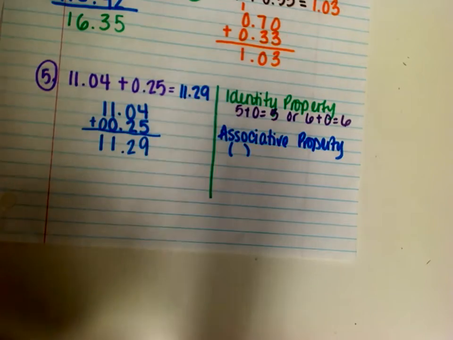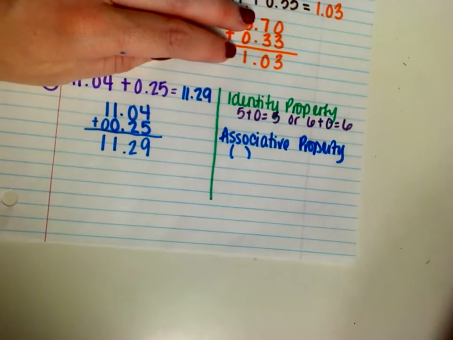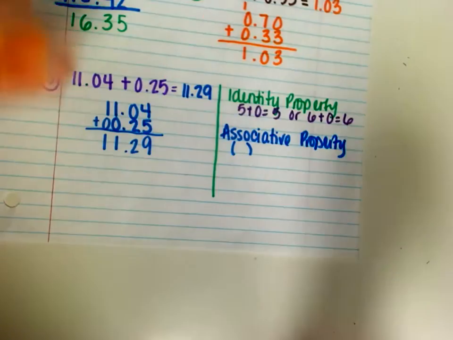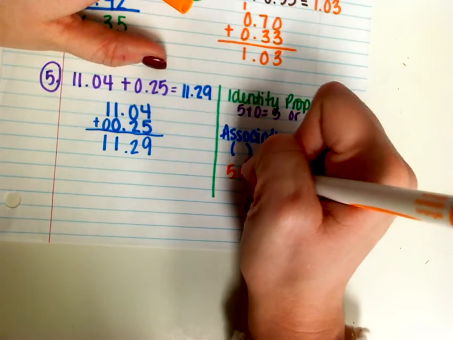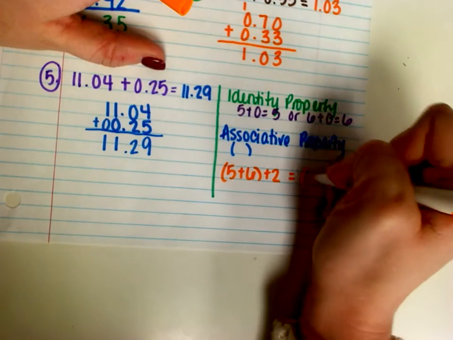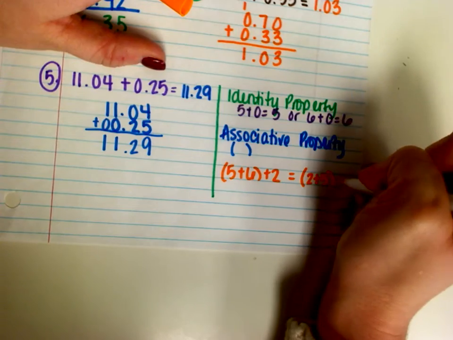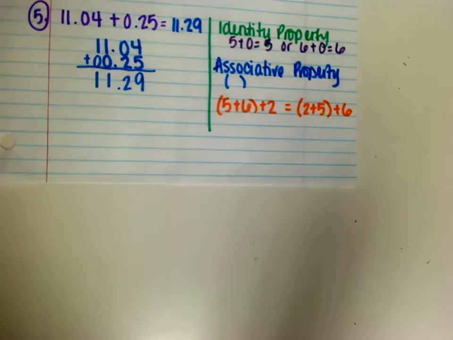So we're going to think like how the numbers are grouped together doesn't change the sum. So if I want to group together 5 plus 6 plus 2 over here, it's the same thing as if I did 2 plus 5 and then added the 6 over here. The sum is not going to change there.